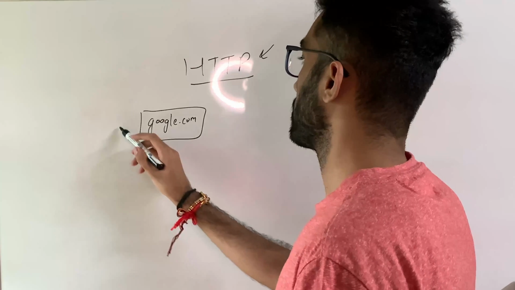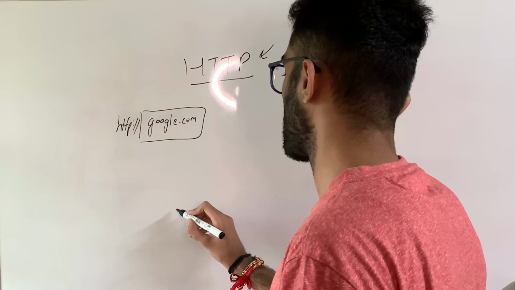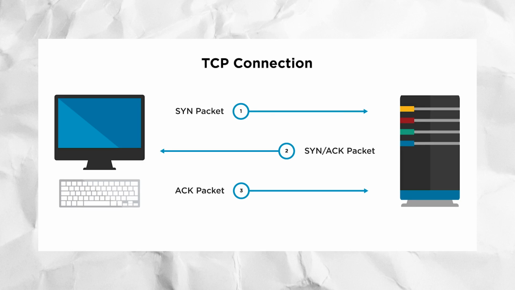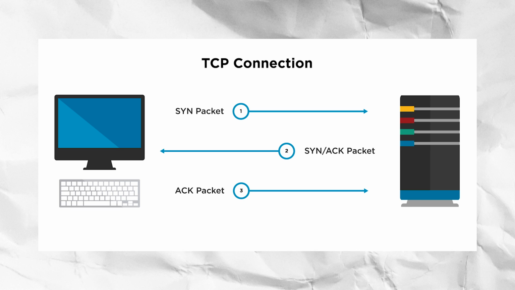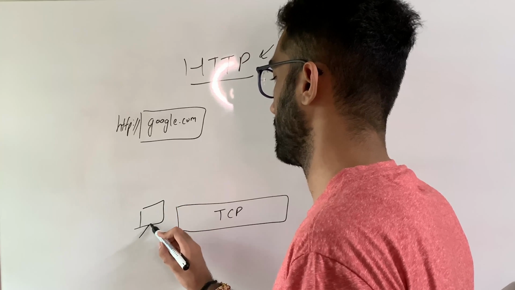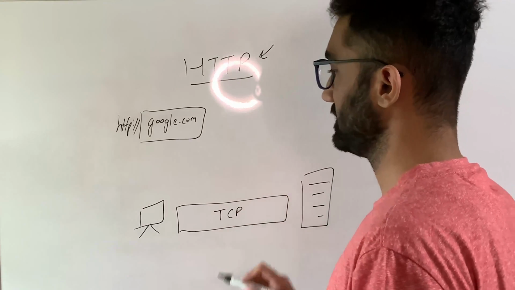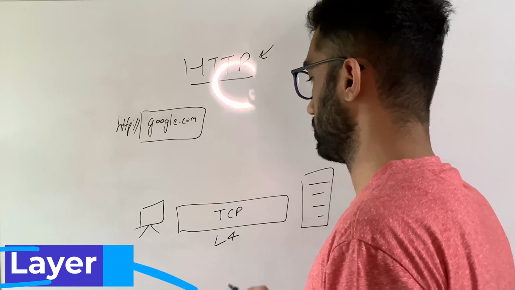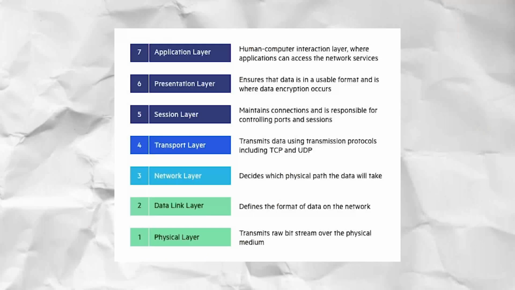So when you write HTTP google.com, the first thing which your browser does, after the DNS resolution and the IP address has been figured out, is that it establishes a TCP connection between your computer, which you have here, and the server, which is owned by Google, right? This TCP connection is also called a layer 4 protocol. The TCP protocol is called layer 4 in the OSI model.